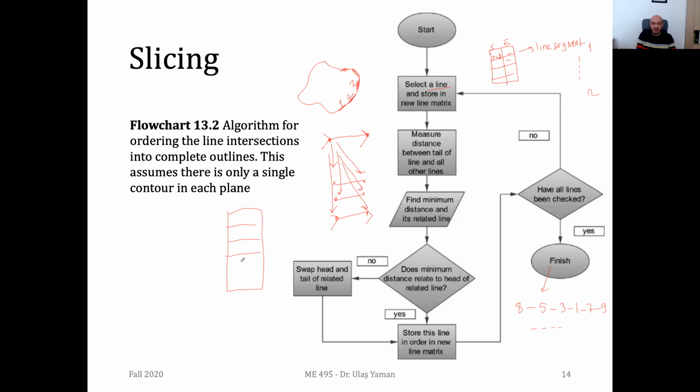Again, you should be storing the line segments this time. This should be ordered. This flow chart is actually summarizing the algorithm. As you see here, after you get a line, you check the distance of this line with all the other lines and find the minimum distance. If this minimum distance is related to the head of the line, then you store it. But if that's not the case, you need to do a swapping operation and then store it. After you process all these lines, you'll be done with this algorithm and output this ordered list of line segments. And that will be giving us the polygon.